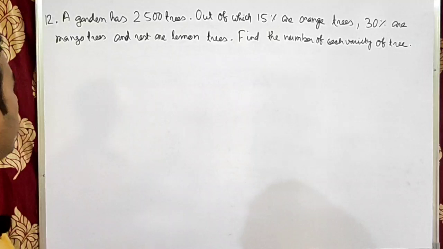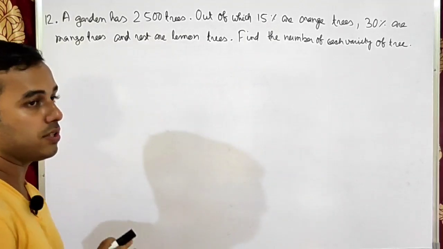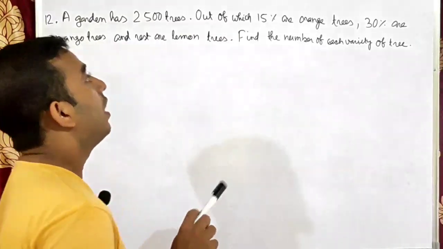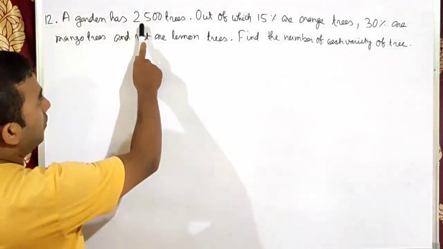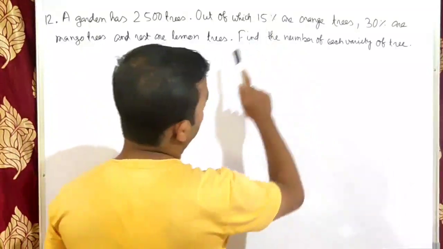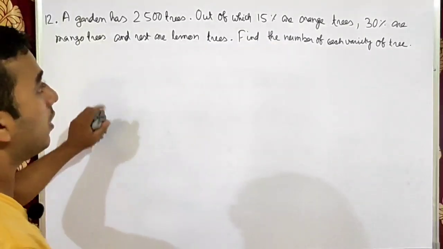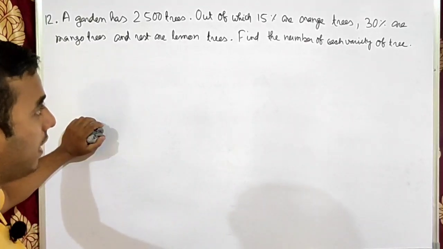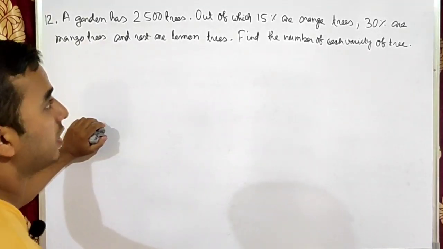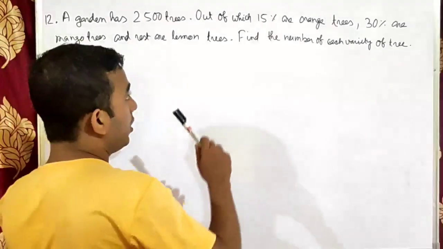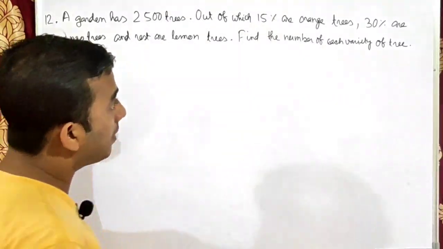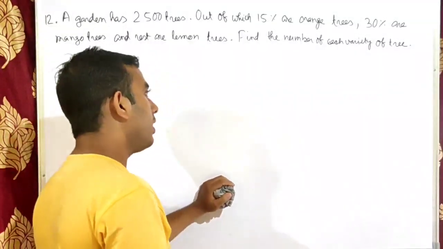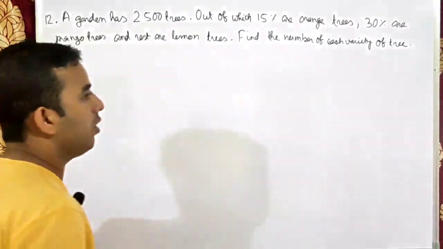So here the question is, a garden has 2500 trees, out of which 15% are orange trees, 30% are mango trees, and the rest are lemon trees. Okay. Now we have to find the number of each variety of tree. That is, how many orange trees are there, how many lemon trees are there, and how many mango trees are there. Okay. Let's find out how.